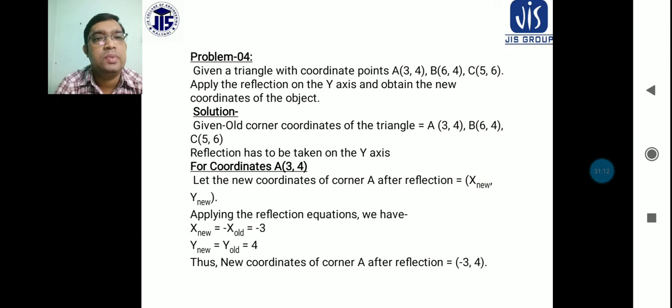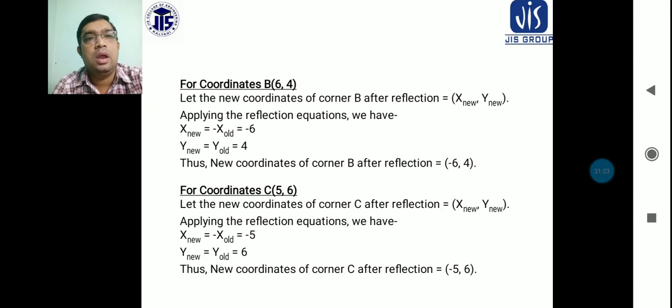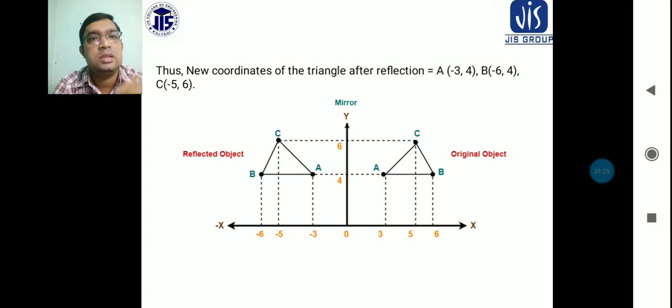Another problem is given, of the same type of reflection problem, and friends, this is very easy and you can solve this problem easily. You can see here the new coordinates of the triangle calculated after the reflection: A minus 3 4, B minus 6 4, and C minus 5 6. The original object, with its vertical height Y, is reflected to the left side.